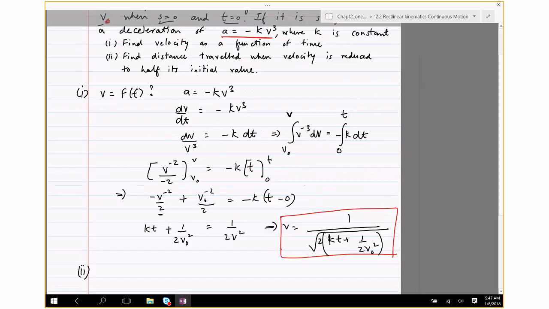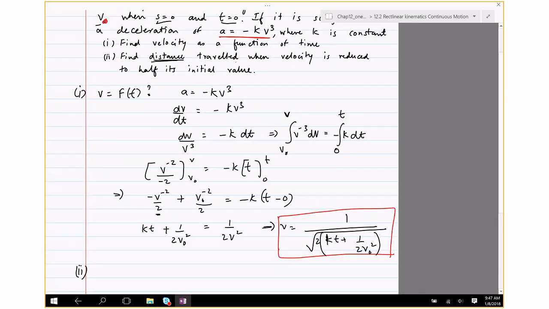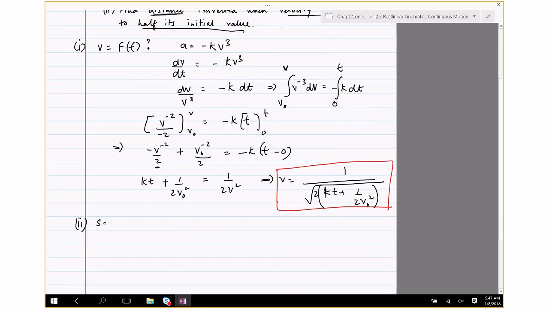Okay, the next question is asking for the distance traveled when the velocity is reduced to half of its initial value. So we know that the initial distance is 0. We need to find the distance when the velocity is reduced by half. So initial velocity is v0, right? We need to find s when the velocity is reduced by half. In order to do this particular calculation, we need to find the velocity as a function of distance as opposed to time. So if we can find velocity as a function of distance, we should be able to solve for s.